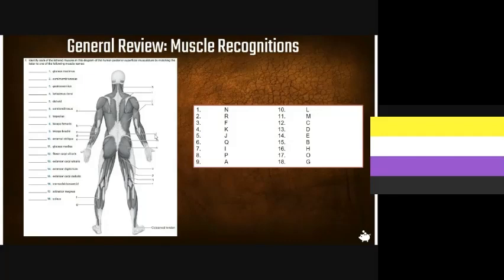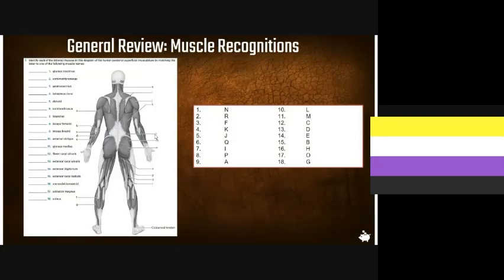Number 1, gluteus maximus, letter N. 2, semimembranosus, letter R. 3, gastrocnemius, letter F. 4, latissimus dorsi, letter K. 5, deltoid, letter J. 6, semitendinosus, letter Q. 7, trapezius, I. 8, biceps femoris, letter P. 9, triceps brachii, A. 10, external oblique, letter L. 11, gluteus medius, letter M.